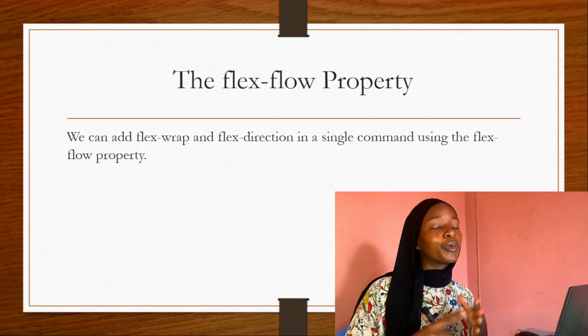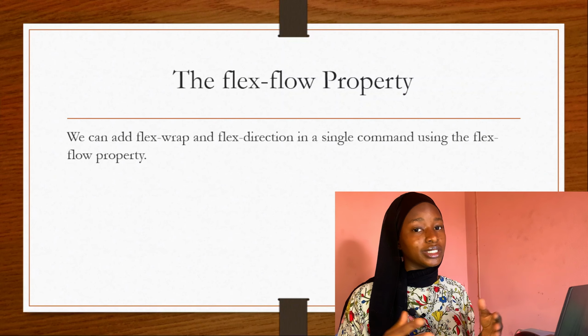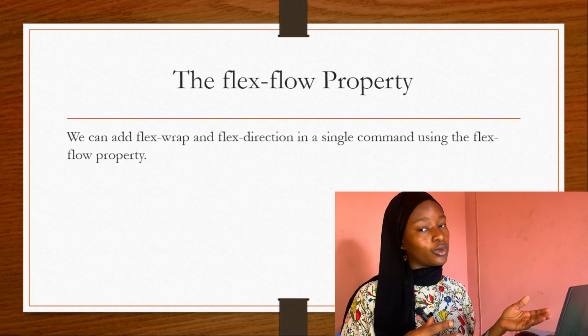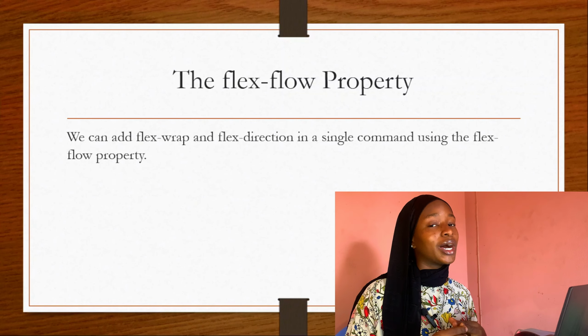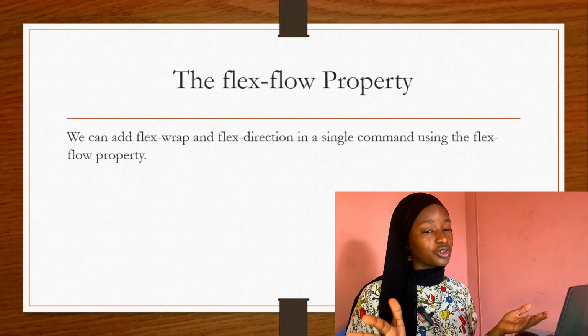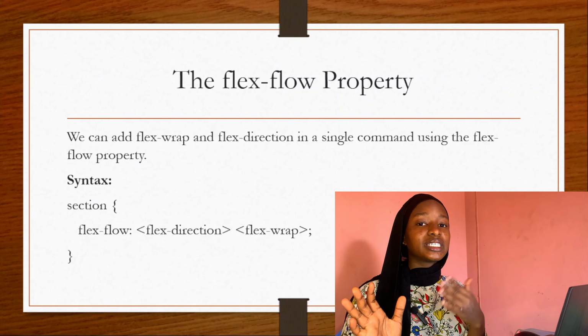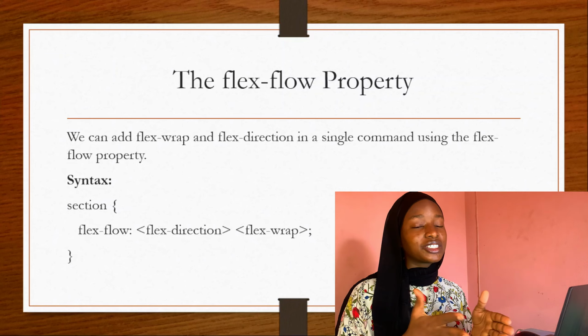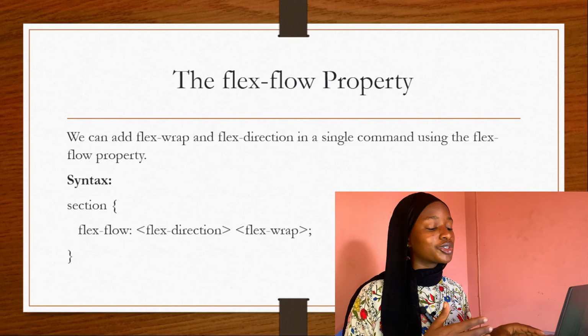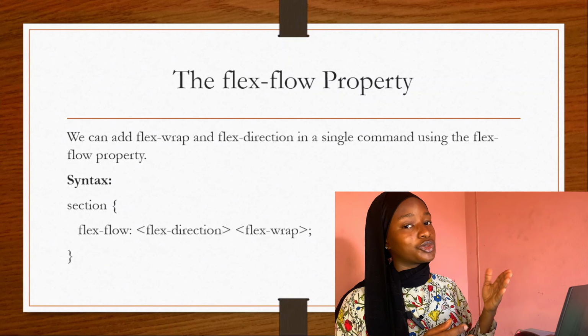Now let's check out one more property that can be used on the flex container, which is the flex flow. The flex flow property allows us to add flex wrap and flex direction using just one property instead of using 2 different properties for it. So it uses this syntax: flex flow, flex direction, then the flex wrap. So you say the direction and then you say if you want to wrap or not.